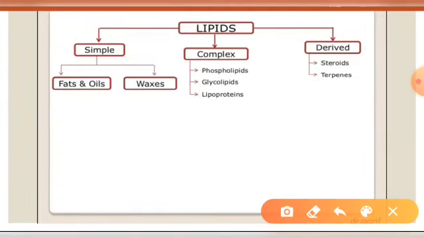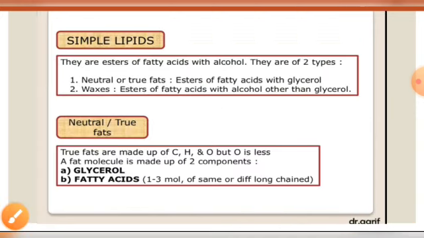Now these lipids are of three types: simple lipids, complex lipids, and third is the derived lipids. Simple lipids are further of two types: true fats and waxes. Complex lipids are of three types: phospholipids, glycolipids and lipoproteins. And derived lipids are of two types: steroids and terpenes. So let's discuss all of them one by one.